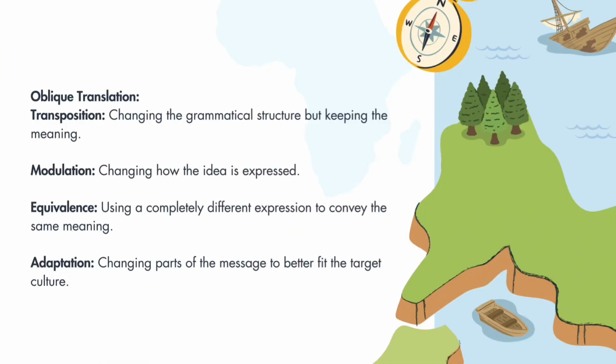Okay, and the second is oblique translation. There is transposition, changing the grammatical structure but keeping the meaning. Modulation, changing how the idea is expressed. Equivalence, using a completely different expression to convey the same meaning. And the last is adaptation, changing part of the message to better fit the target culture.